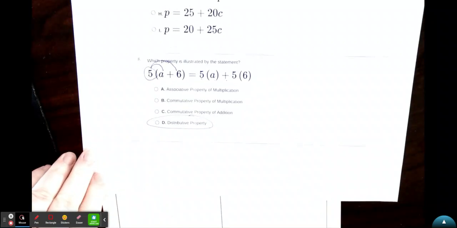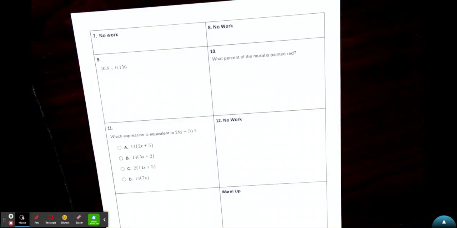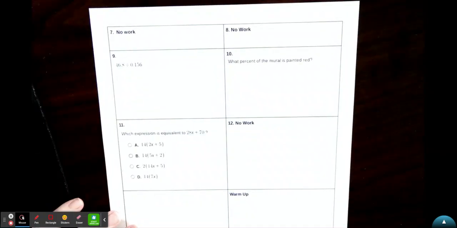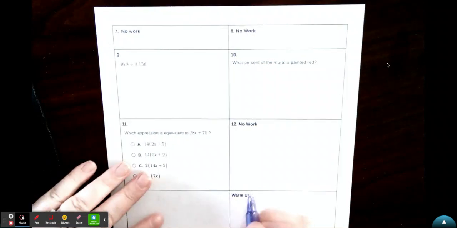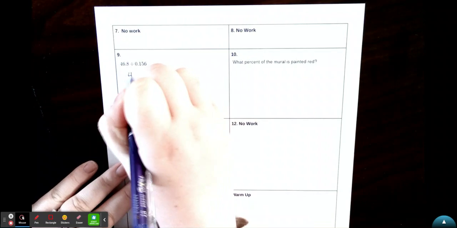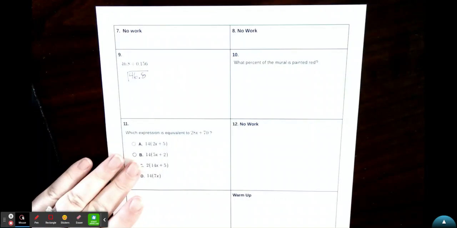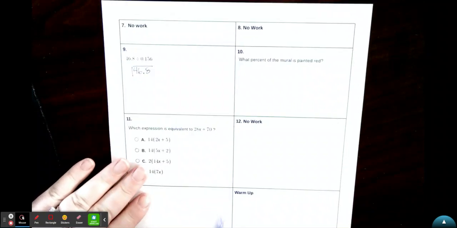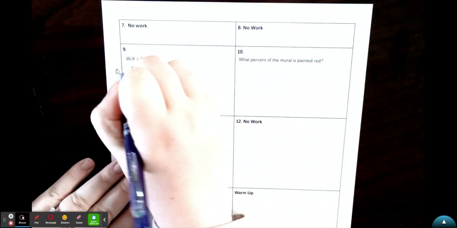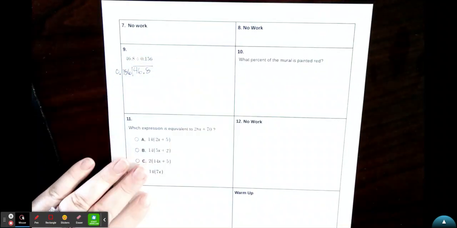All right, we get the number 7 and 8 down? Okay, cool. All right, number 9. This is the one where if you just did this and said the answer, I'm not really sure how you got it. Okay, so 46.8 goes in the box. If you need more room, you can do it down here as well. And then 0.156 goes outside the box.